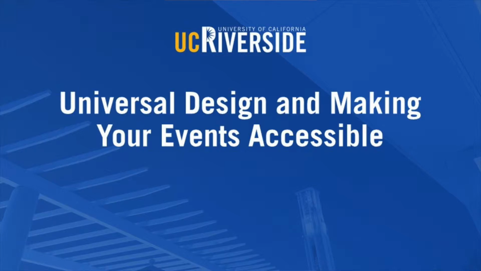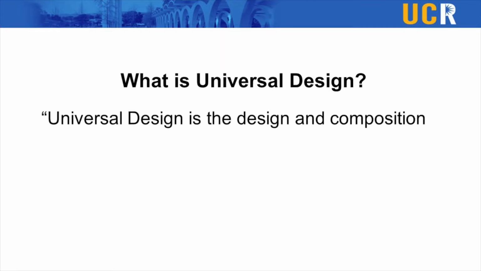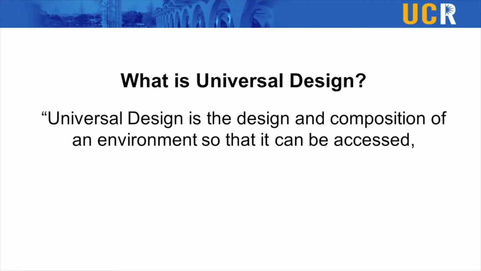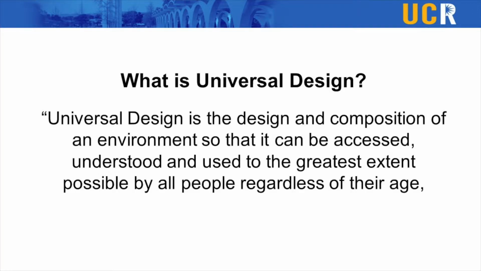As defined by the Center for Excellence in Universal Design, universal design is the design and composition of an environment so that it can be accessed, understood, and used to the greatest extent possible by all people regardless of their age, size, ability, or disability. At the university, it seems like our response is always reactive in trying to cater to students with specific needs, instead of zooming out and making proactive changes that might benefit many students at once. So let's look at how we can implement universal design.